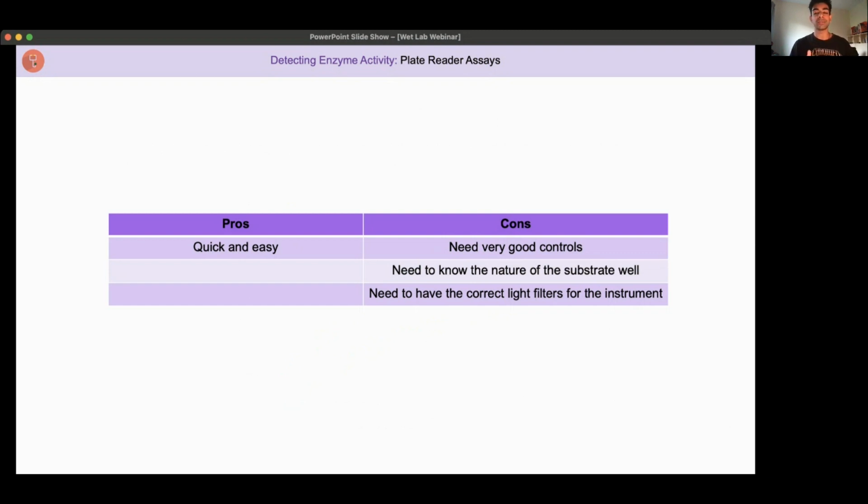Other ones, which are not as important, are you want to look at the enzyme by itself in the buffer, just to make sure that it's not giving off some sort of signal that's being detected by the plate reader, which might interfere with your experiment.